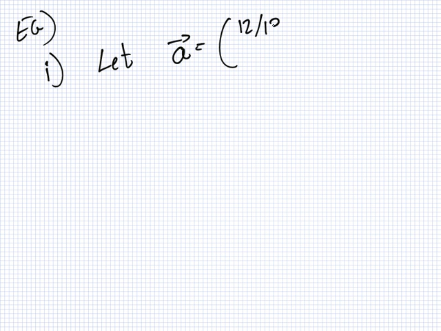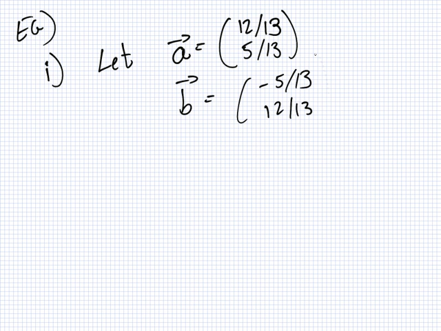Actually, let's make this a bit harder. So we'll say example part 1. Let A equal 12 over 13 and 5 over 13, and B equal -5 over 13, 12 over 13. Okay, so calculate A dot B. Yeah, well, hold on. I've got more to come, all right?